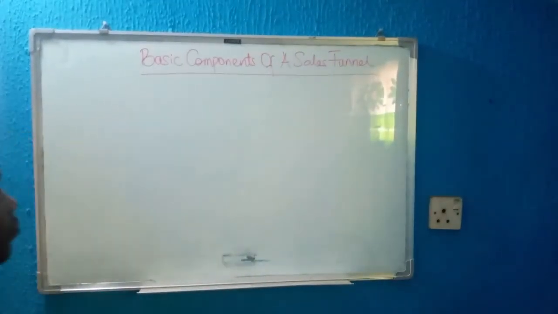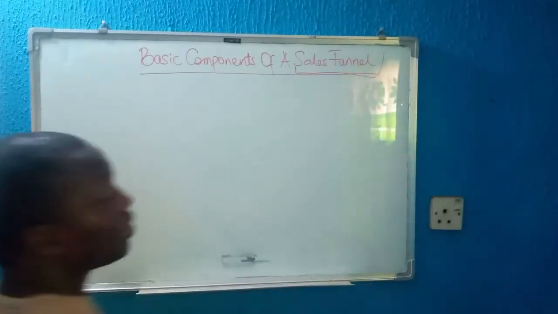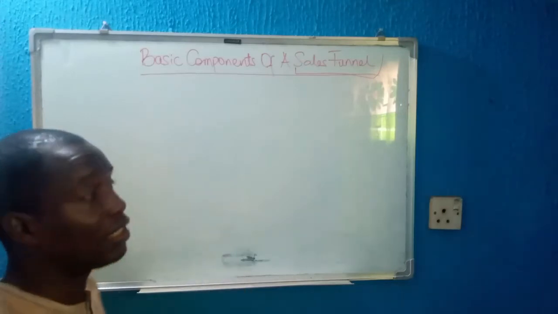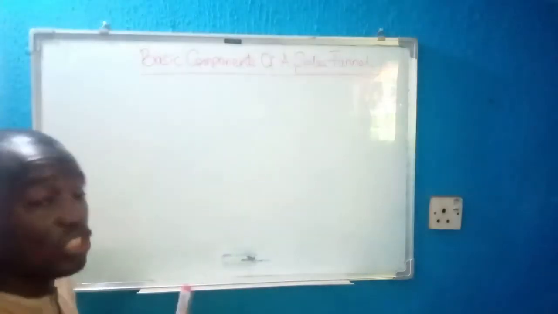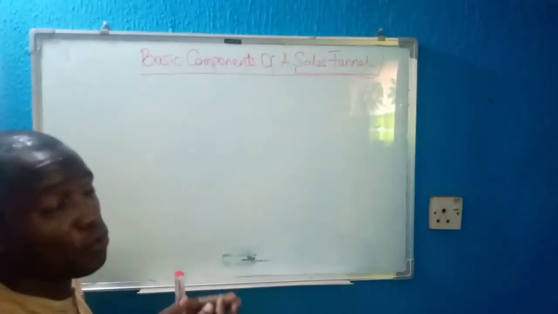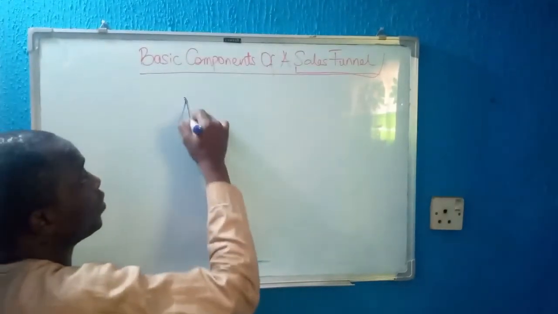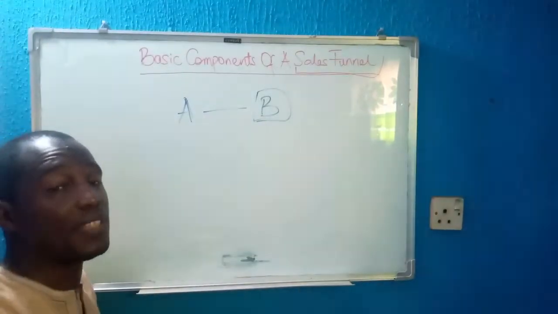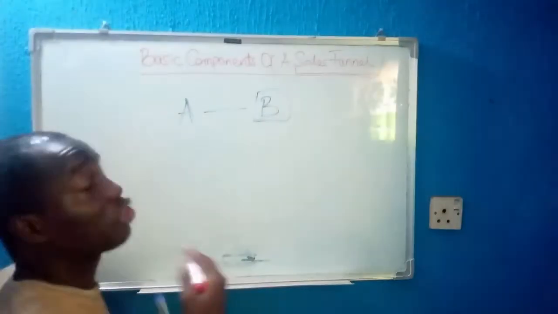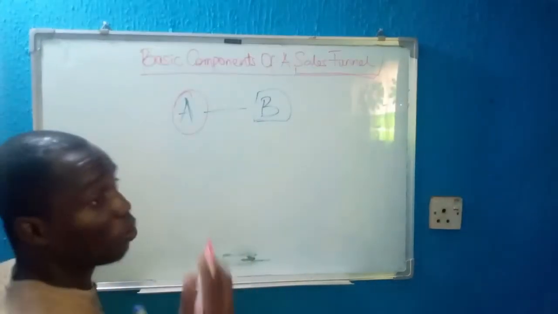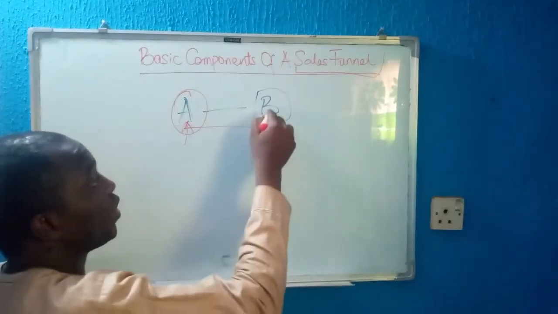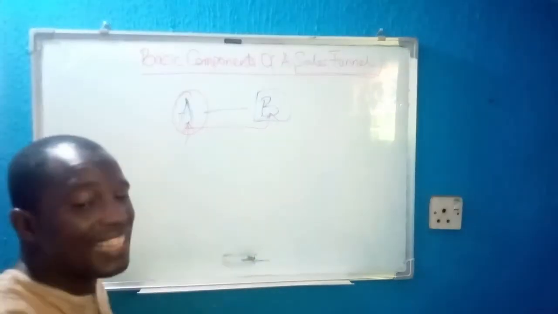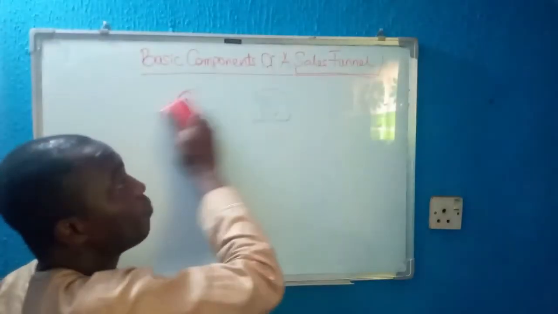So let's get started. Like I explained in the previous video, the sales funnel basically is a journey that you take your prospect through from a point A to a point B, their desired transformation. A sales funnel basically helps in transforming the life of your prospect from where they are right now to where they want to be. So I want to show you the basic components. What are the things that make up a sales funnel?